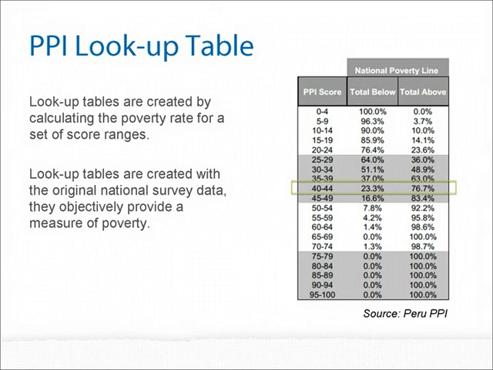Scorecards by themselves do not indicate the likelihood that an individual falls below a certain poverty line. Lookup tables are used to link PPI scores to poverty likelihood values for various poverty lines. In the example shown from Peru, we see that a household with a PPI score of 41 has a 23% likelihood of falling below the poverty line. Lookup tables provide objective, easy-to-find poverty likelihoods associated with a complete set of score ranges.